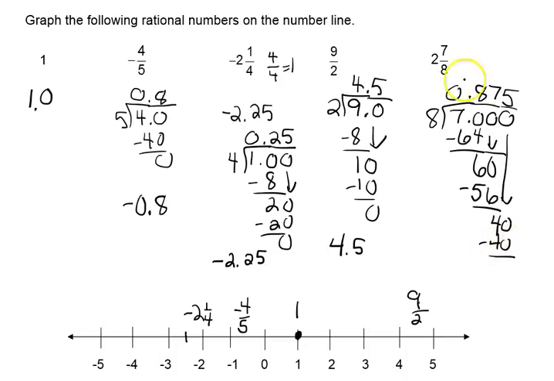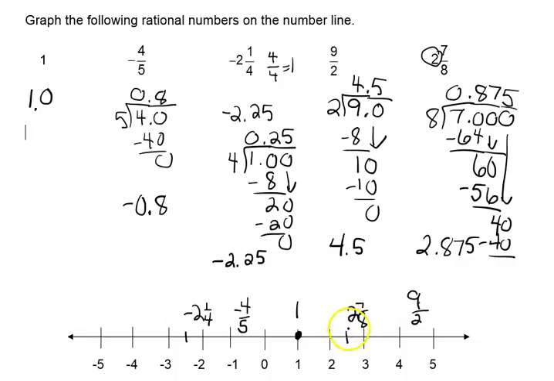And we're done. Now don't forget we had 2 as our whole number, so that would be the same thing as 2.875. So I'm going to go to 2, 2.5 would be right there. So it's going to be right about here on the number line, which would be 2 7/8.